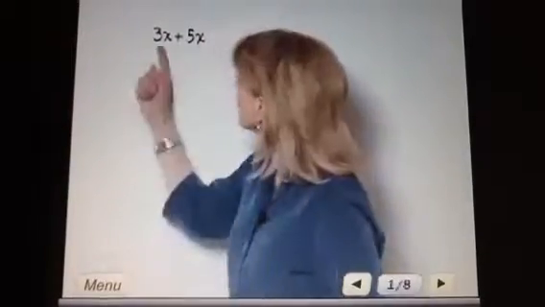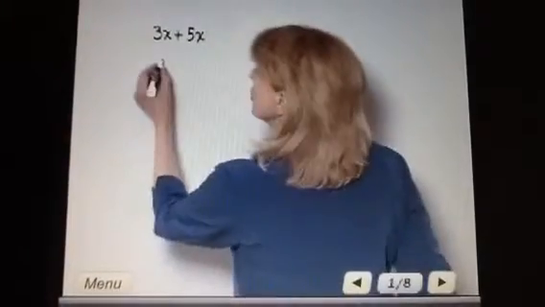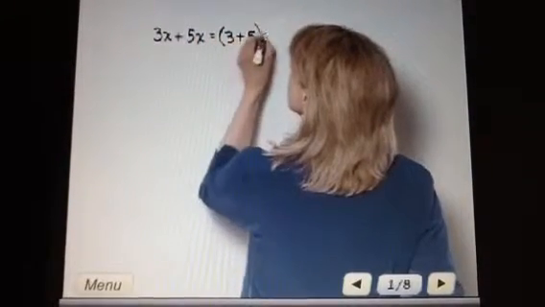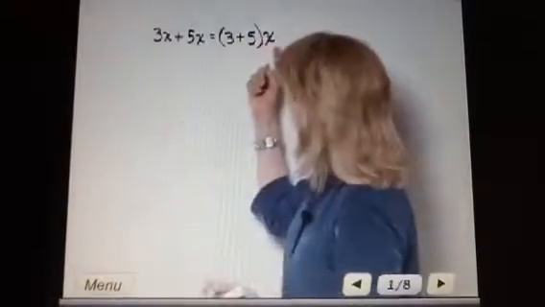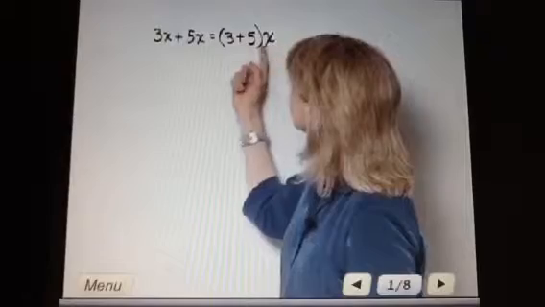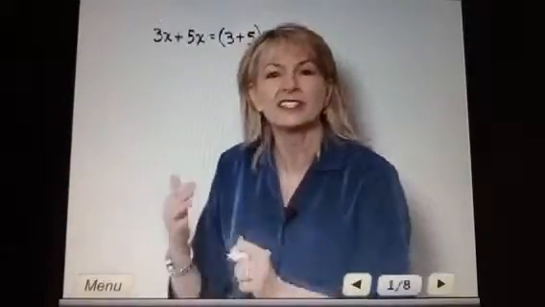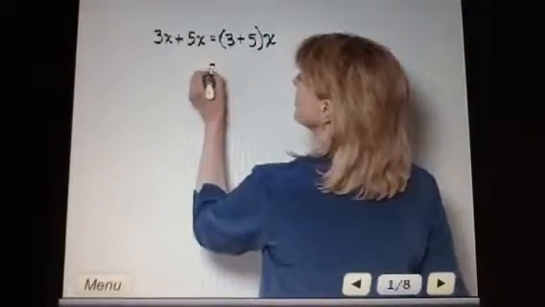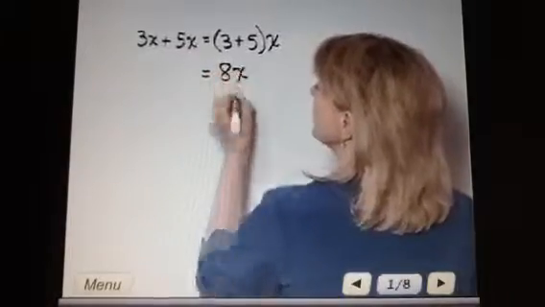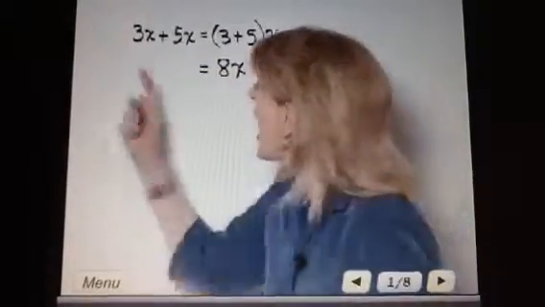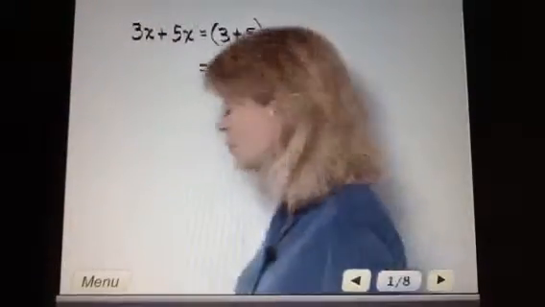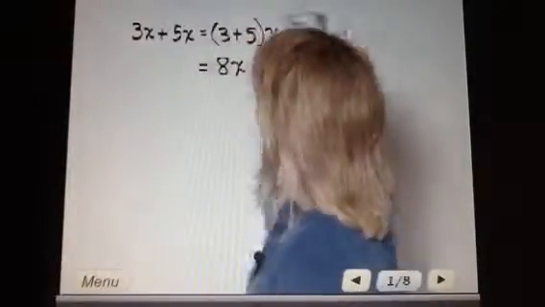Now notice these are like terms, so by that portion of the distributive property that we looked at, we can say that this is equal to (3 plus 5) times x. Notice this is x times 3 or 3x plus x times 5 or 5x. So I'm just using the distributive property in a different manner. So I have 3 plus 5 times x, 3 plus 5 is 8, and 8 times x is simply 8x. I have simplified this expression by combining like terms, and that's what we will concentrate on.